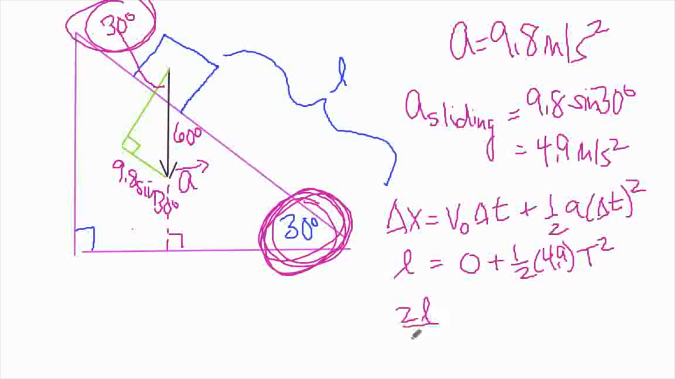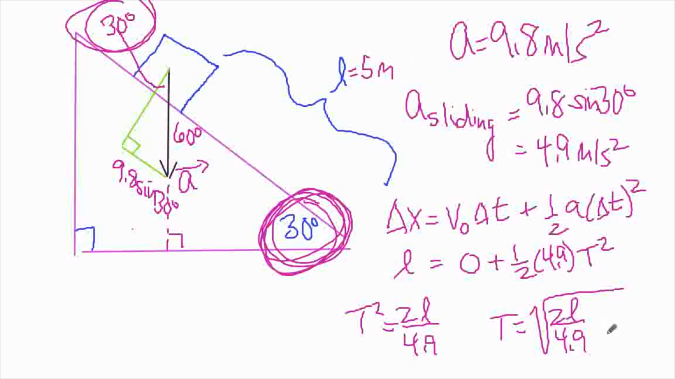So 2L divided by 4.9 is equal to t squared. So t is the square root of 2L divided by 4.9. If this was a homework problem, maybe I would have given you L. Let's say it was 5 meters. So then you punch that in. So 2 times 5 divided by 4.9, and that'll give you something around 1 point something. Let me go ahead and do it for you. 10 divided by 4.9.